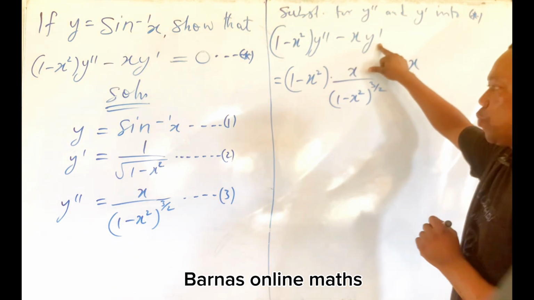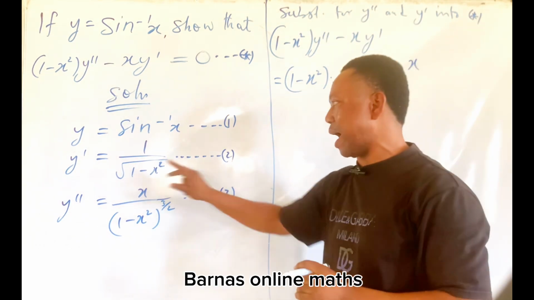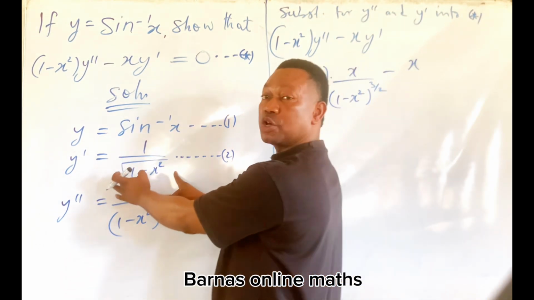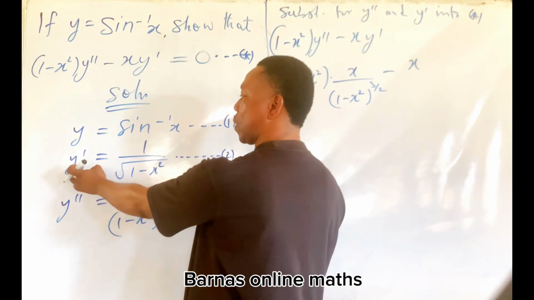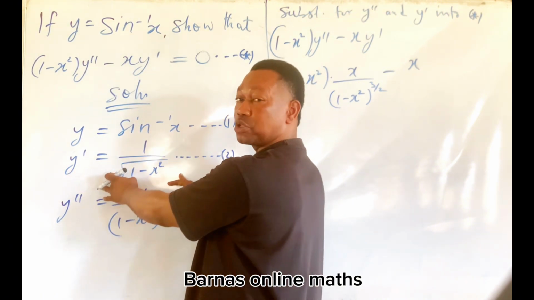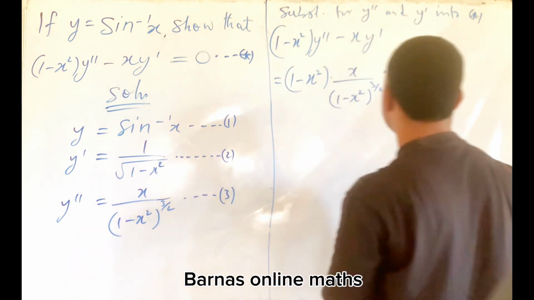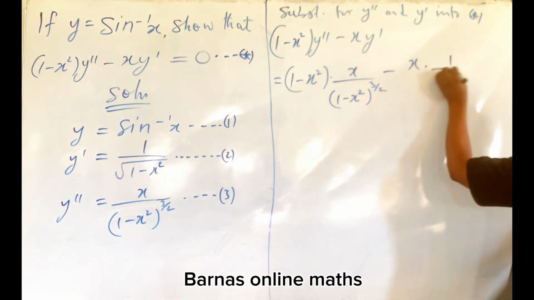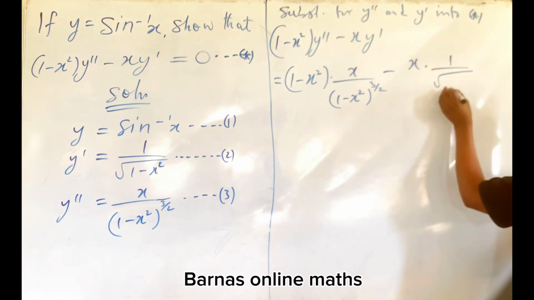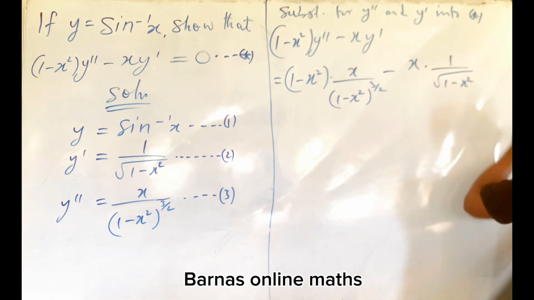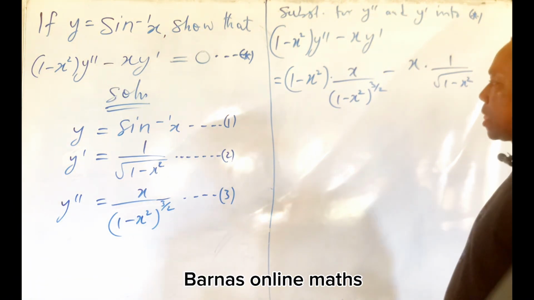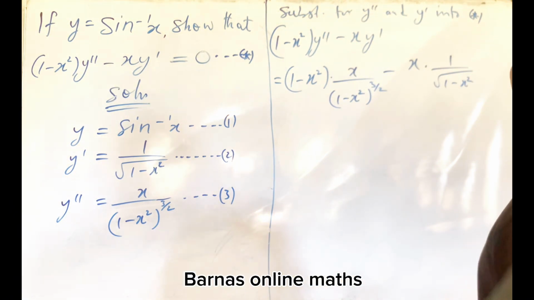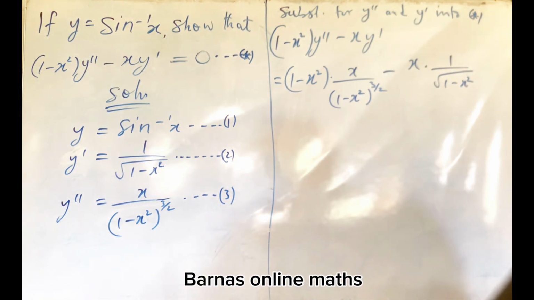Then y prime. Do we know y prime? Yes, equation 2 is y prime, which is the whole of this. So we are going to replace y prime to be 1 all upon square root of 1 minus x squared. So that becomes x times, instead of y prime, we now have 1 all upon square root of 1 minus x squared. Okay, let's simplify.